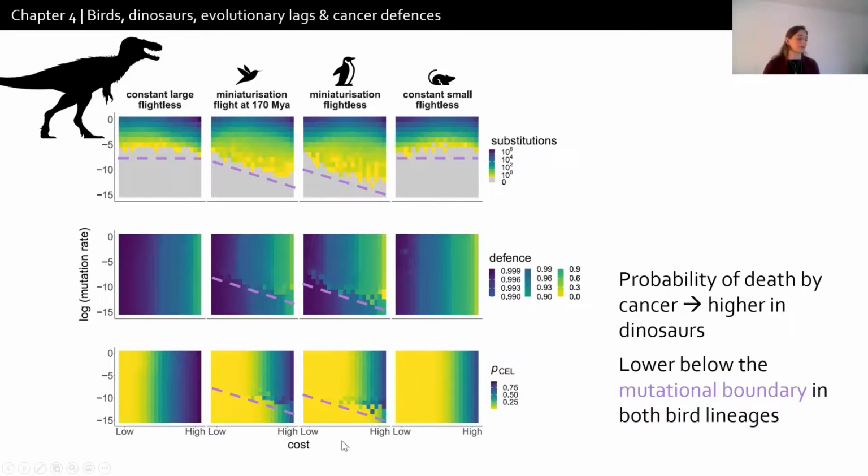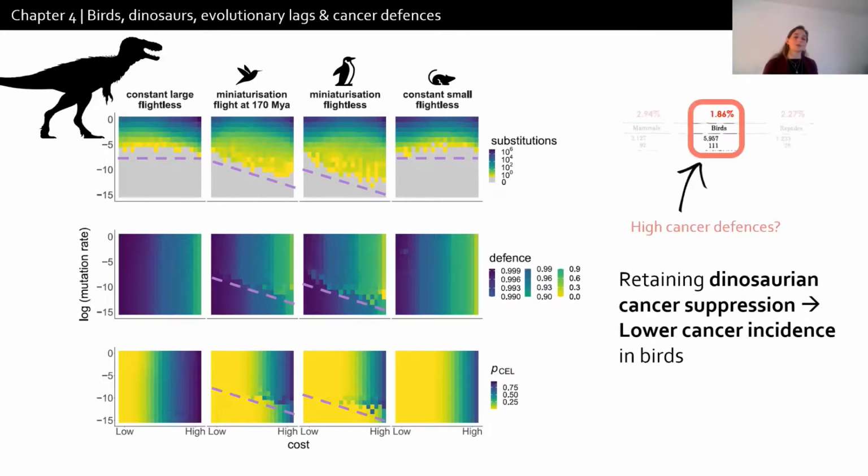Whereas below the mutational boundary, we see this case that the probability of dying from cancer was lower than both of the other constant size lineages. So you can see this as the predominance of yellow color in this part of the parameter space. So this is not to say that bird lineages were definitely below this mutational boundary. It depends on what part of this parameter space the actual birds found themselves. But if they were below the mutational boundary, as I've shown in here, retaining dinosaurian cancer suppression might be the reason why they have lower cancer incidence.